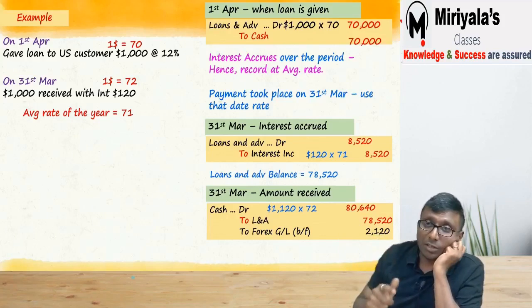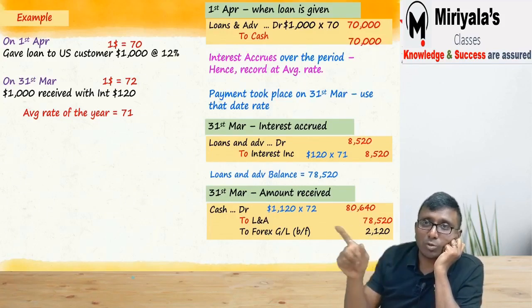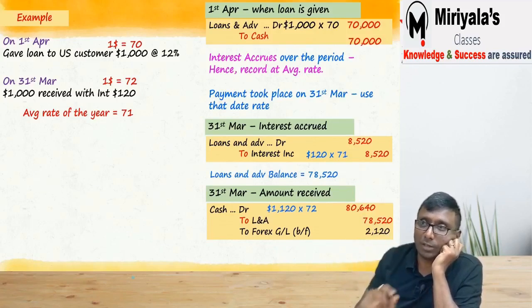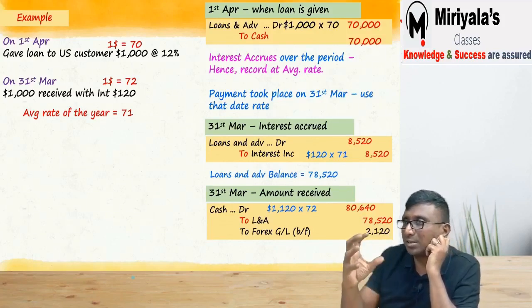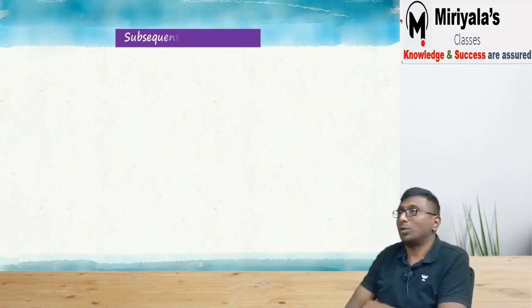So what you wrote down: interest accrues over the period, hence you should use the average rate, but not the date of receipt. That line, you write it. That's all. That is the crucial point for this question. Nothing else is great in this one.